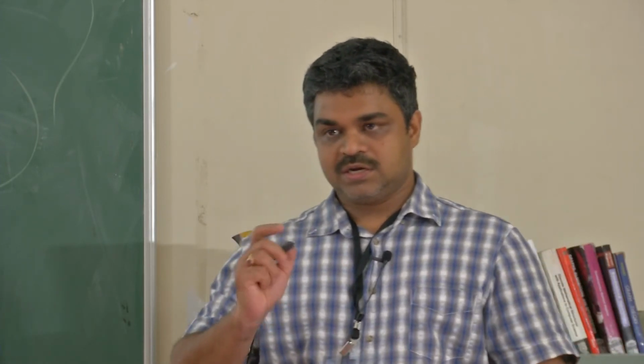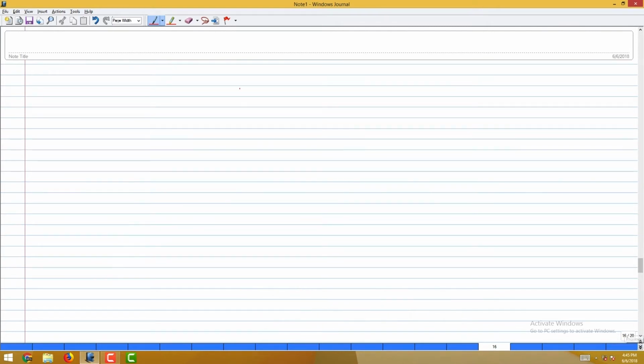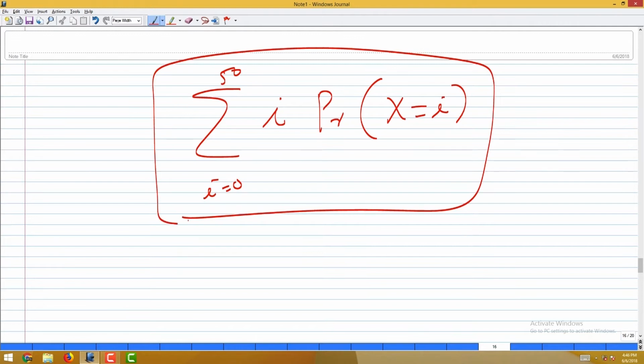Now, you can always ask what is the probability that x equals 0. There will be some probability, depending on how I am selecting. Then what is the probability that x equals 1? Let us say p0, p1, like that. So the probability that x equals i is p_i. Now the expectation is the sum of i times the probability that x equals i, with i from 0 to 50, you add up.